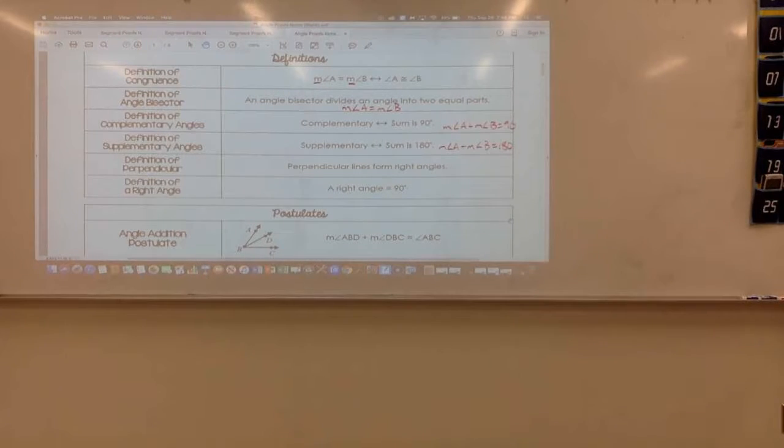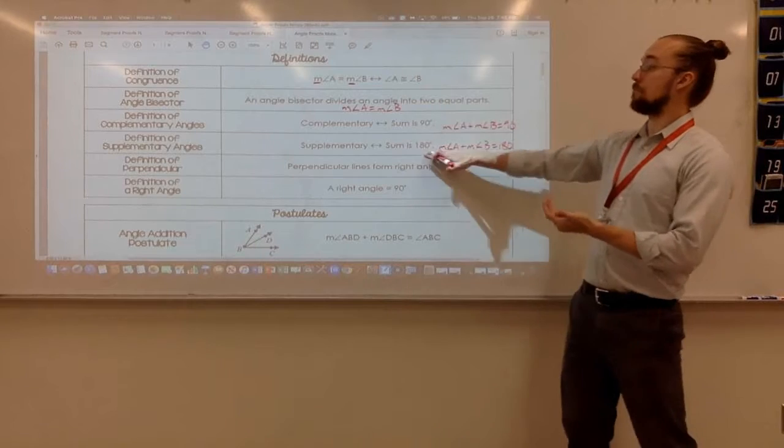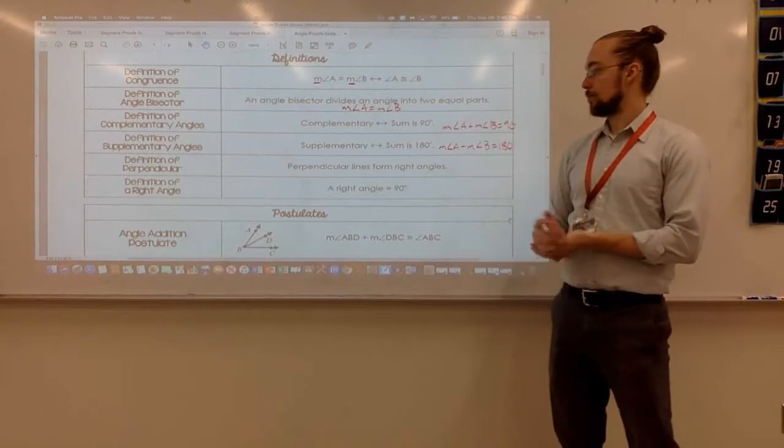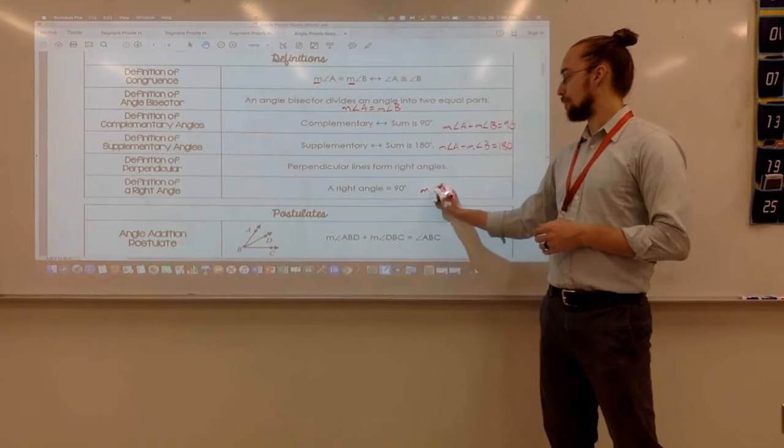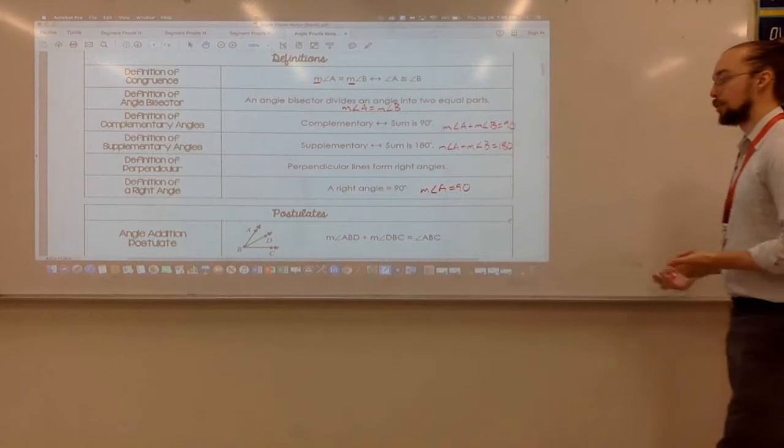Definition of perpendicular, here we know what that is as well. Perpendicular lines form right angles. And then definition of a right angle, and we can say that we know something's a right angle, that measure equals 90 degrees.